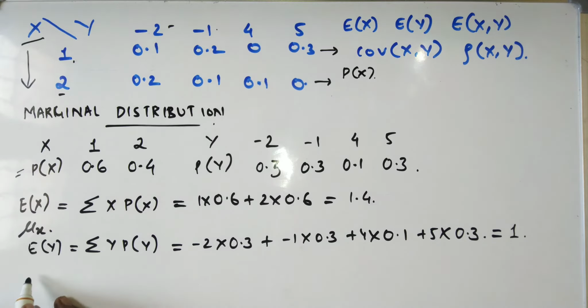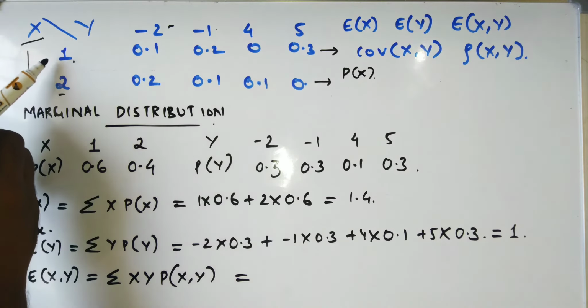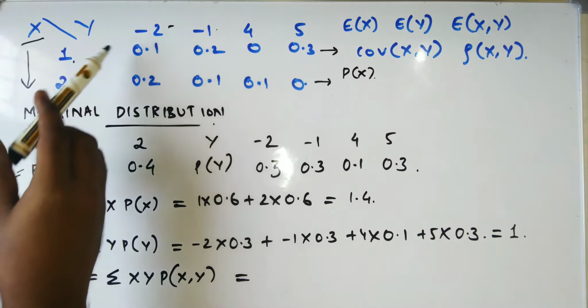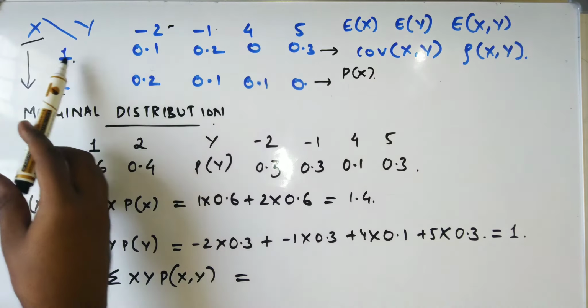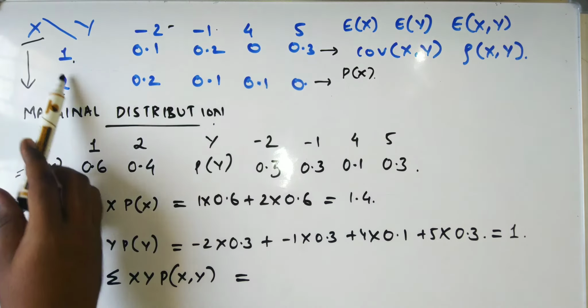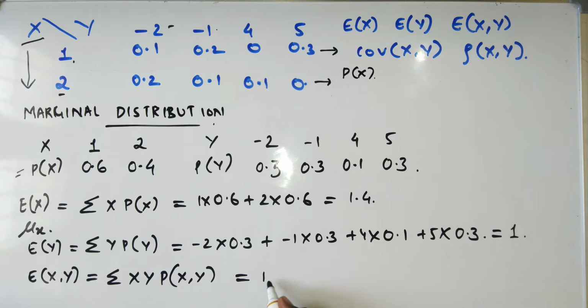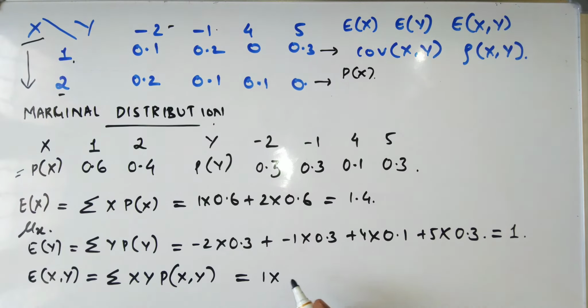So let us proceed to the calculation of E of XY. It is nothing but the summation of X into Y into the joint probability of X and Y. From the table itself, you can calculate it. Simple. See here. First, you take one X value: 1 into minus 2 into the joint probability of 1 and minus 2, which is 0.1. Then 1 into minus 1, again this value. 1 into 4, this value. 1 into 5, this value. Add all of this, then again take 2: 2 into minus 2 this value, 2 into minus 1 this value, like that.